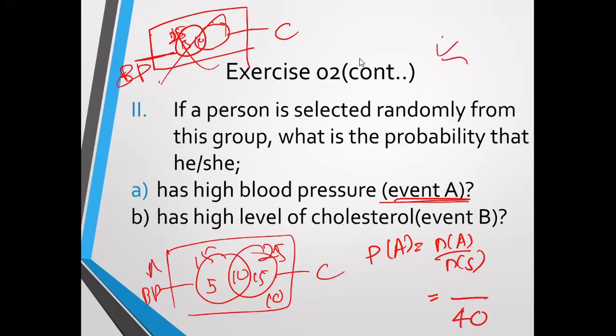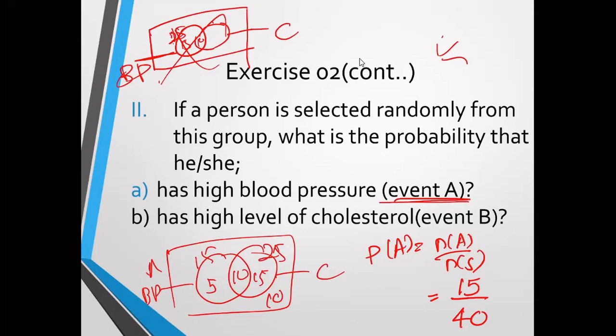Out of 40, only 15 people have high blood pressure. Understand? 15 people have high blood pressure, not only high blood pressure, right? They have high blood pressure.